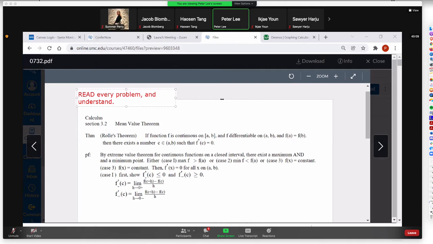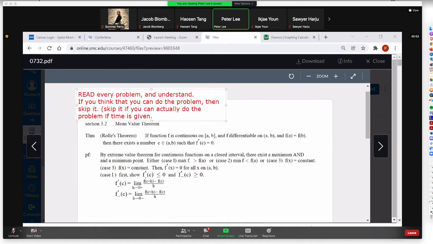If you think that you can do the problem, then what? Then skip it. Skip the problem if you can actually do the problem. Do the problem if time is given to you.